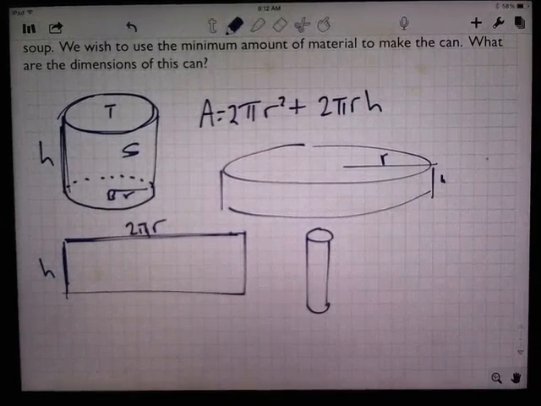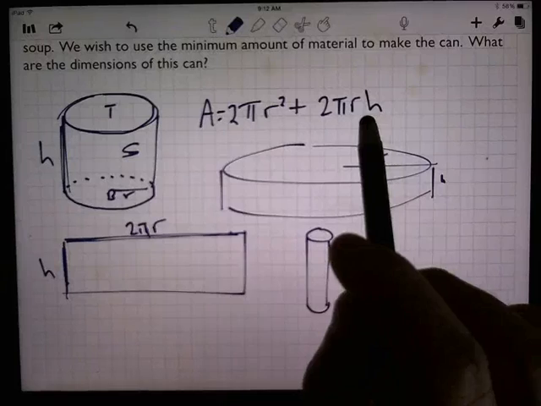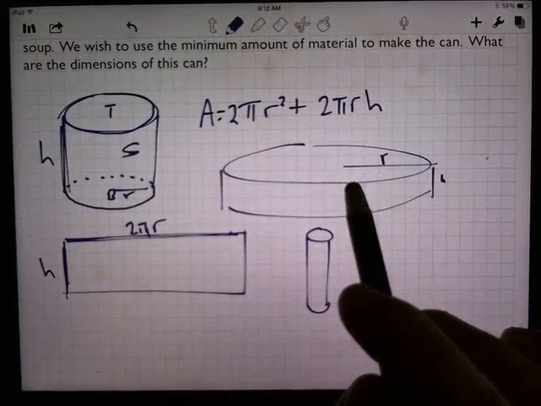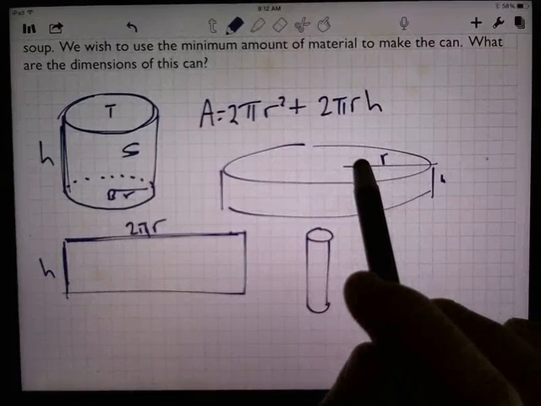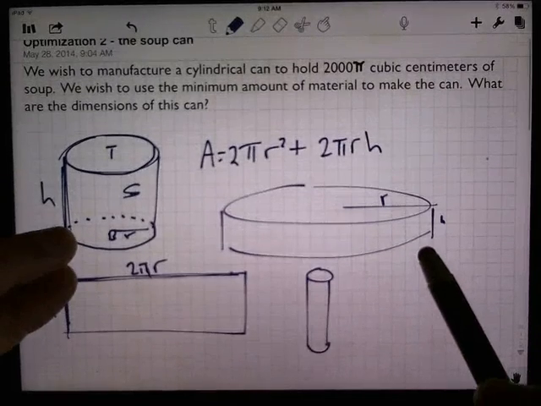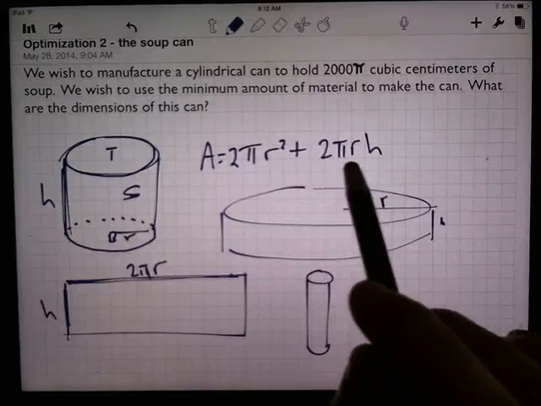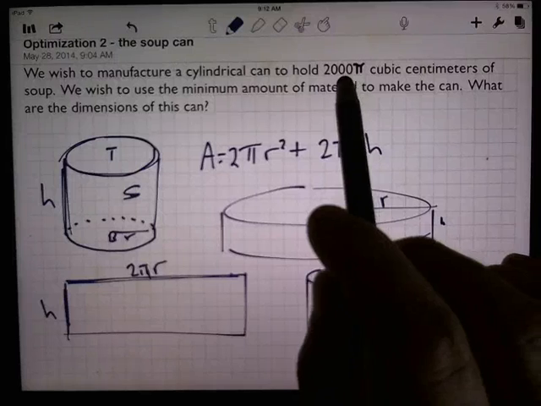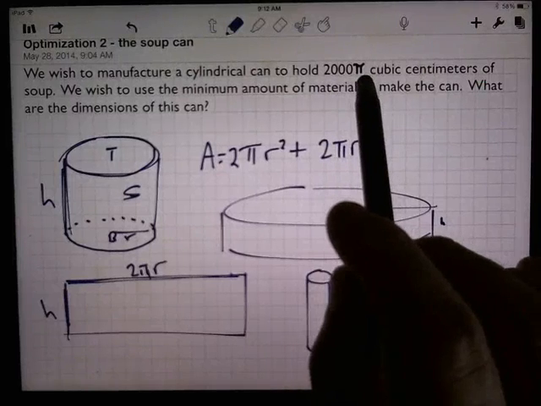Now, there are two variables here, r and h. In a Calc 3 class, we'll come back and do these again with both variables in there. It's a different technique. But for now, in Calc 1, we can only do one variable at a time. So there must be a relationship that we haven't used yet between r and h that's going to allow me to get rid of one of them. And there is, in fact: the soup can is supposed to hold 2,000 pi cubic centimeters.